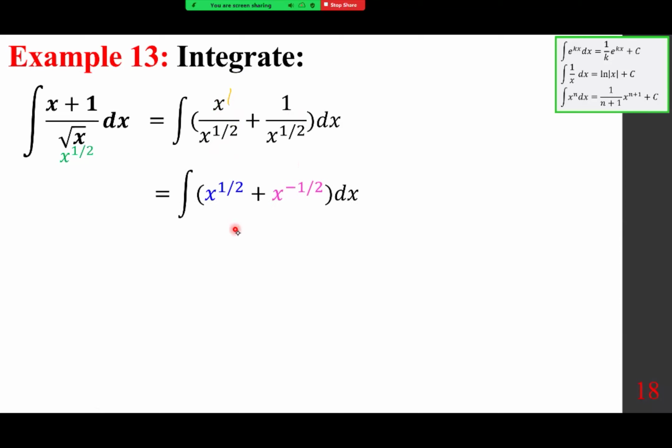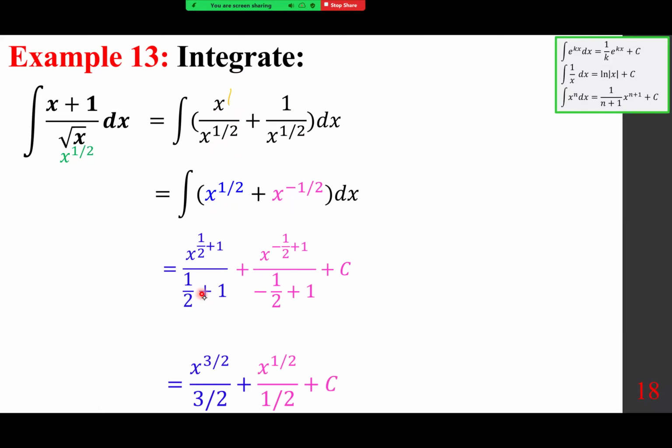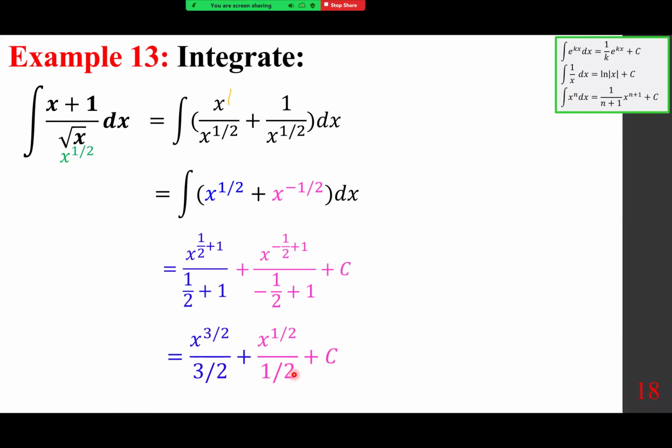And now you're ready to integrate using the power rule. One over 1/2 plus 1, x to the power of 1/2 plus 1, plus 1 over negative 1/2 plus 1, x to the power of negative 1/2 plus 1, plus a constant. You know 1/2 plus 1 is 3/2. Negative 1/2 plus 1 is 1/2. The reciprocal of this is 2/3. The reciprocal of this is 2, and you're done.